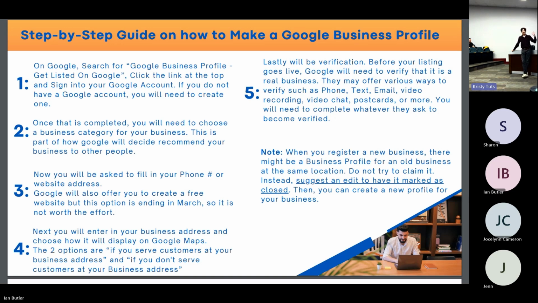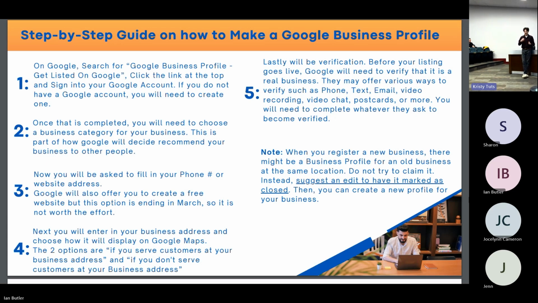I won't go over it in detail here, but generally speaking, all that you're doing is making a Google account. And if you have a Google account, you're just using that, you go to the Google business profile link, and then you go in there and create it. It'll ask you for some basic information, like what you actually do, your business category. It'll ask you for phone number and your address.